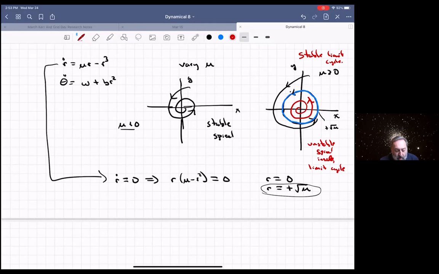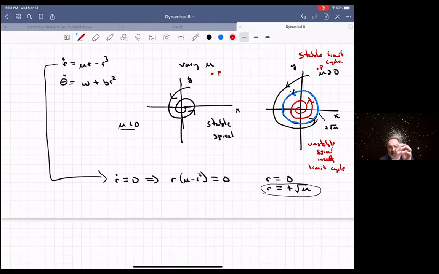So if you start off somewhere out here at P, in either one of these cases, you start coming towards the origin. For mu negative, you spiral all the way down to the origin. For mu positive, you spiral down towards the origin, but then you get stuck on the limit cycle. And inside the limit cycle, things are spiraling out towards it. So this is a bifurcation that happens at the origin.